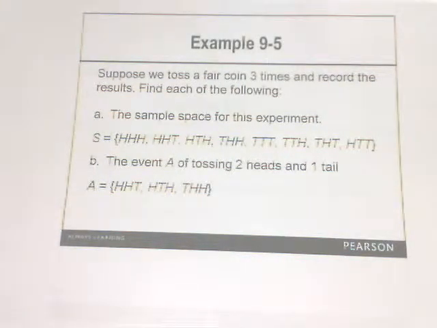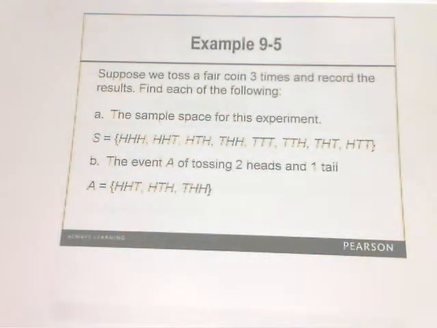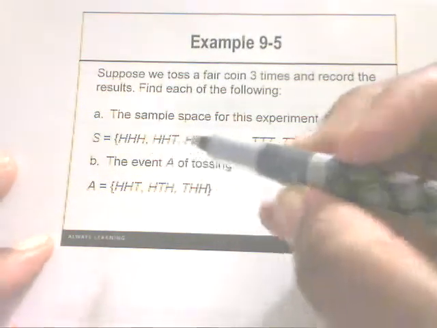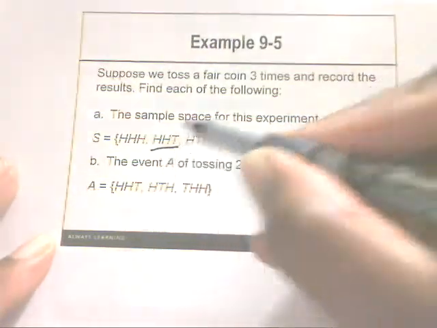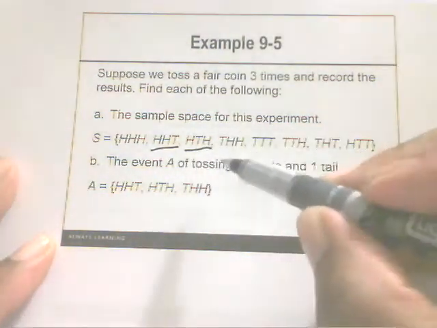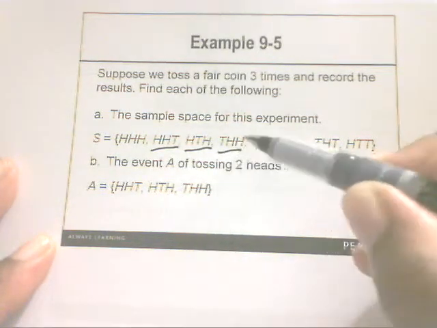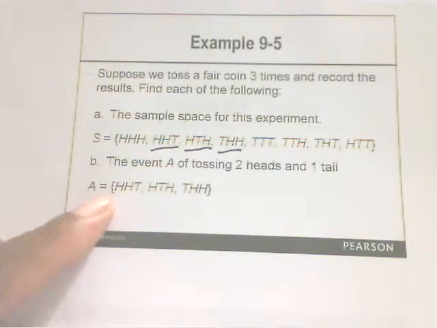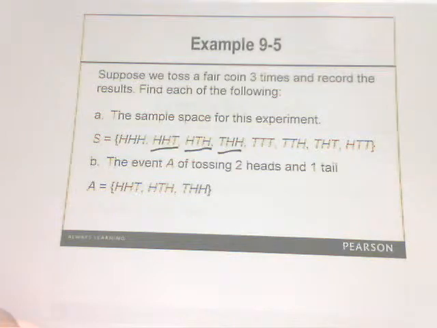And then let's look at part B, the event A of tossing two heads and one tail. Now let's look at the outcomes that have two heads and one tail. Here's one: heads, heads, tails. Here's another one, heads, tails, heads. And here's the third one, tails, heads, heads. That's two heads, one tail. So that's your event A, which is a subset of your sample space.